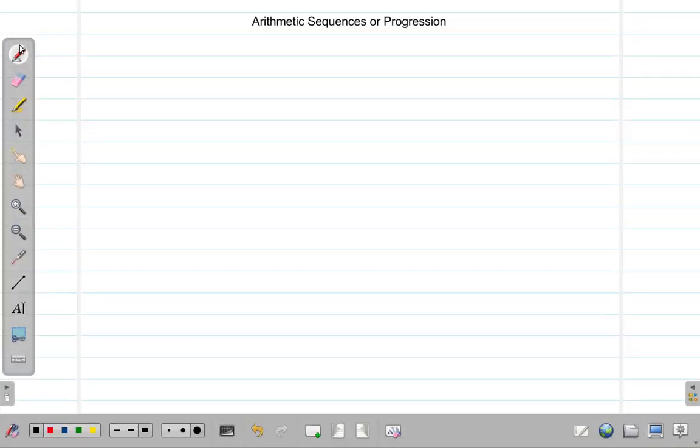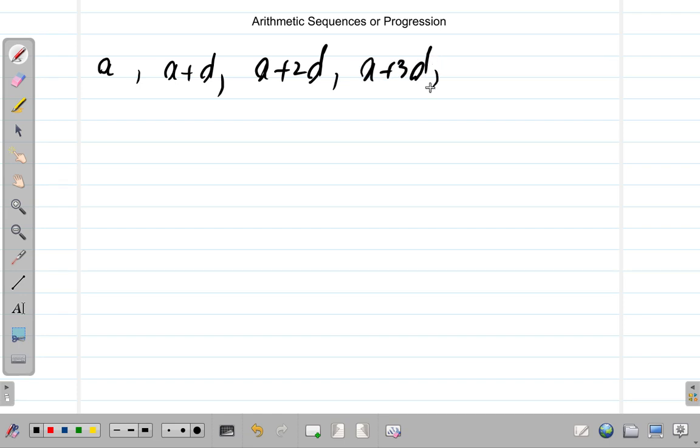So, here now, the terms of our arithmetic sequence. They are a, then you have a plus d, then a plus 2d, a plus 3d, a plus 4d, a plus 5d, and so on and so forth. Now, how do these come about? Alright. a is the first term. d is the common difference.